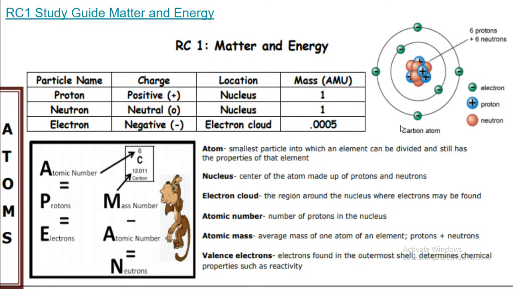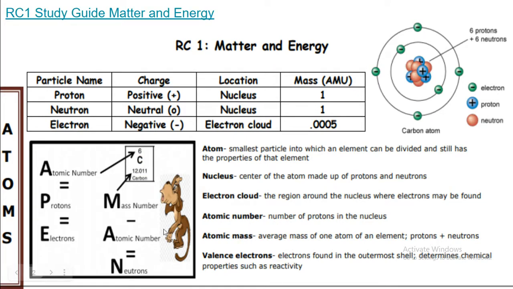Atoms. The smallest particle to which an element can be divided and still has the properties of that element. Nucleus is the center of an atom made up of protons and neutrons. The electron cloud is the region around the nucleus where electrons may be found. Atomic number. The number of protons in the nucleus. So this number above the symbol is called the atomic number, and it tells you how many protons are in the nucleus.